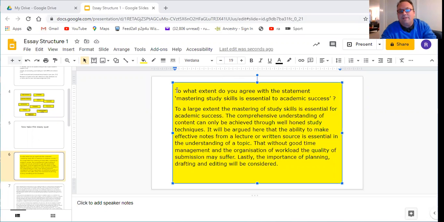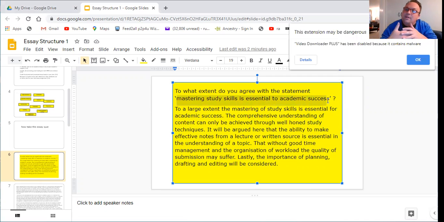And what I mean by that is, it reads, to what extent do you agree with the statement? So it's looking for a measurement. It's looking for an amount, which then can be argued for. The statement is, mastering study skills is essential to academic success.